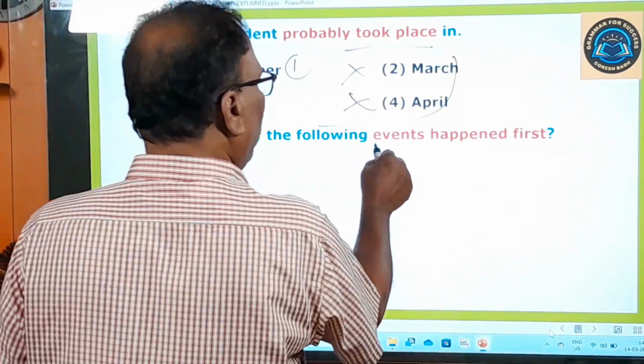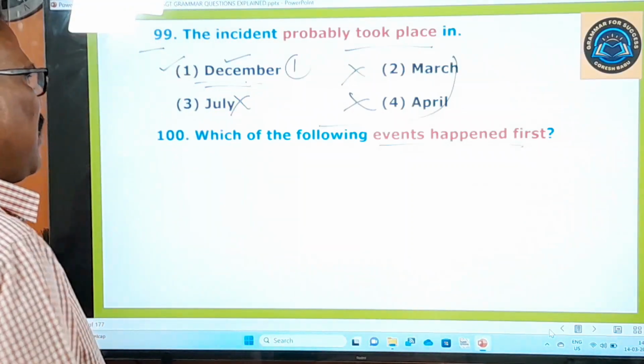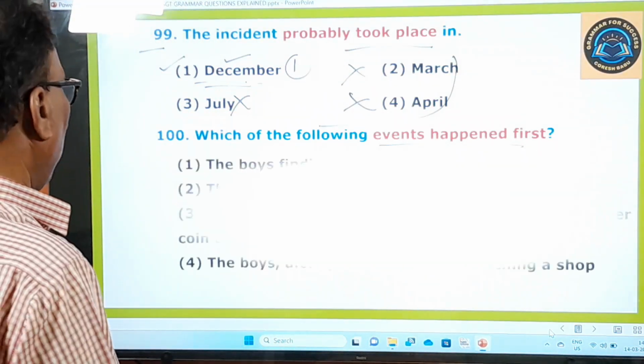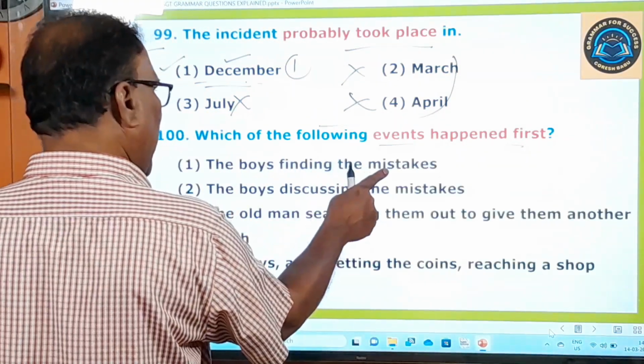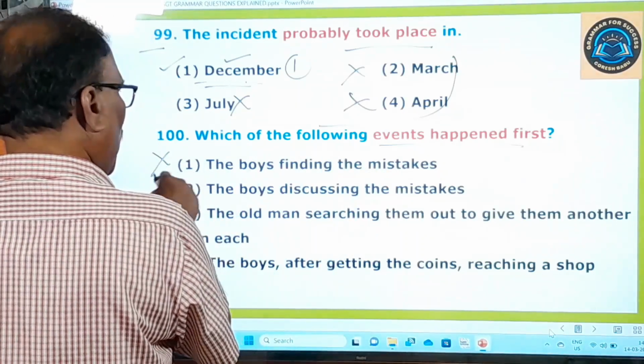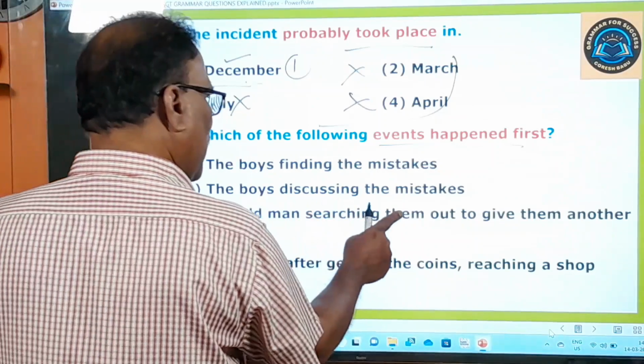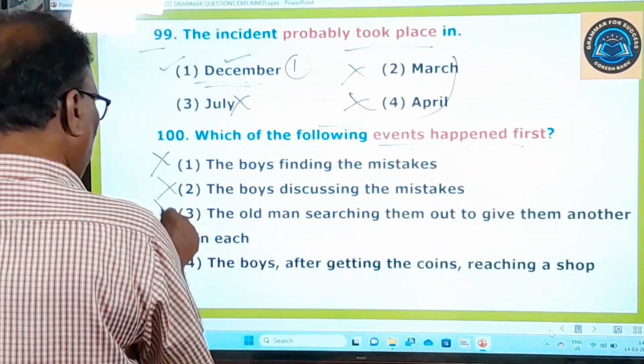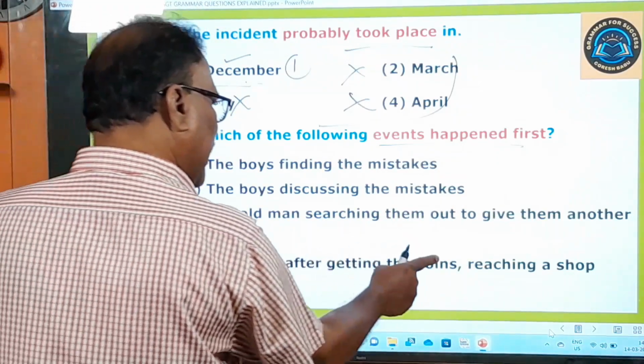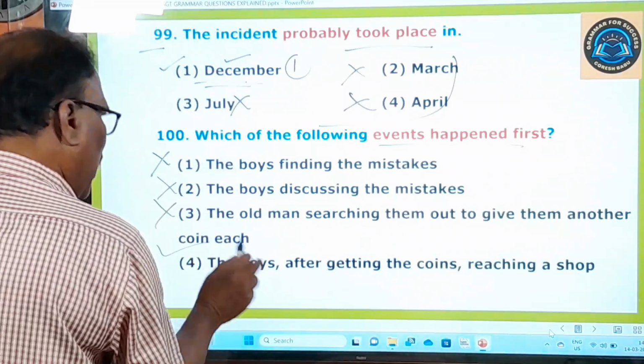Which of the following events happened first? Which of the following events happened first? Okay, the boys finding the mistakes? No. The boys discussing the mistakes? No. The old man searching them out to give them another coin each? No. The boys after getting the coins reaching a shop? This is the right one.